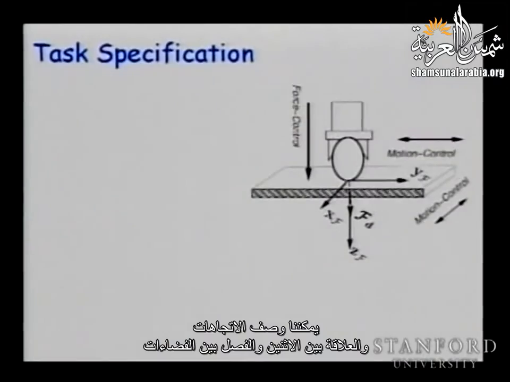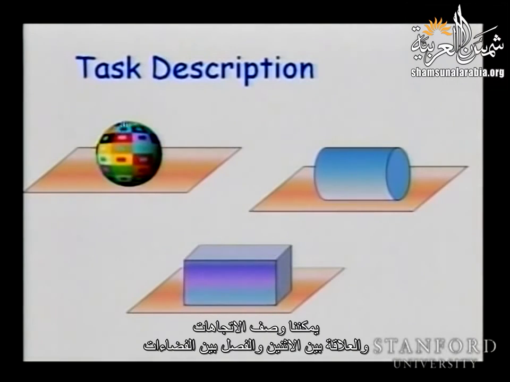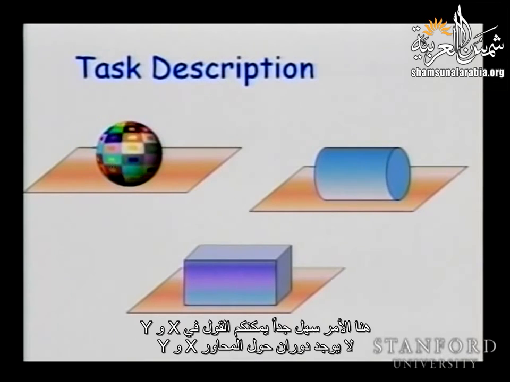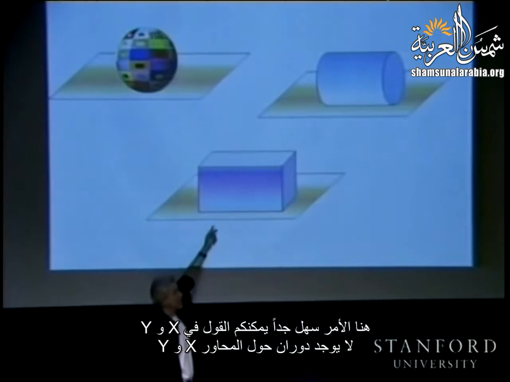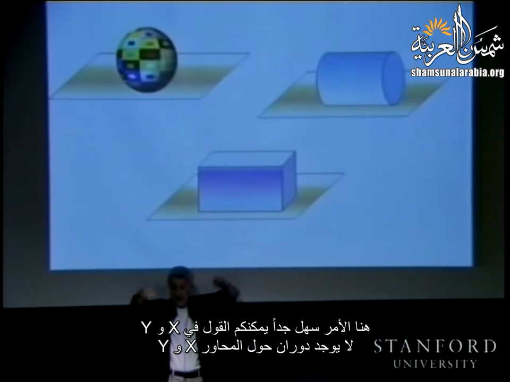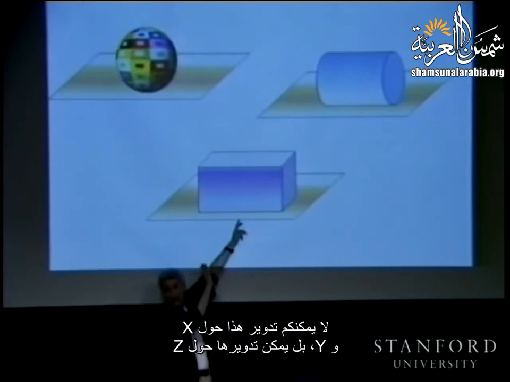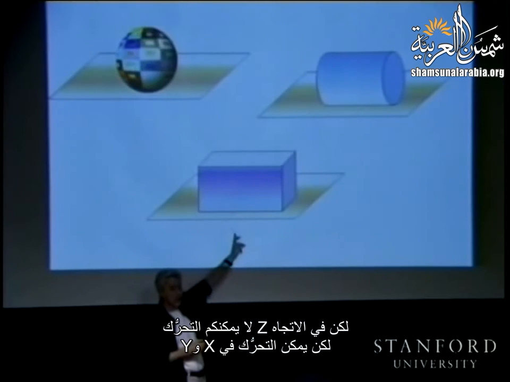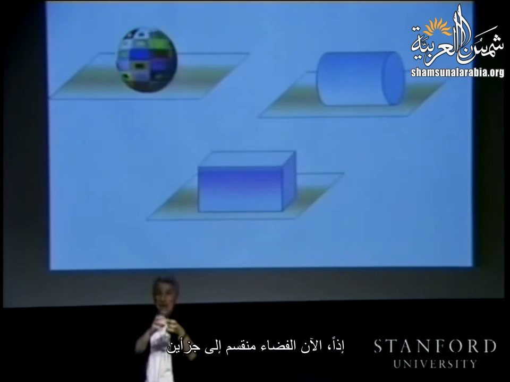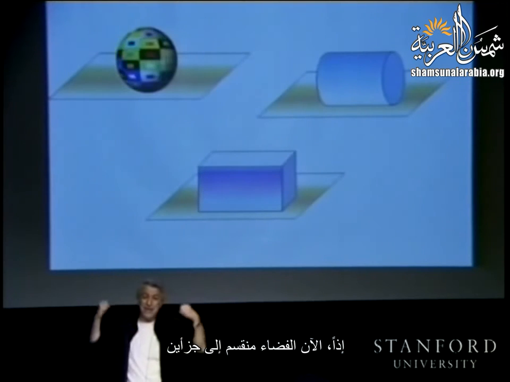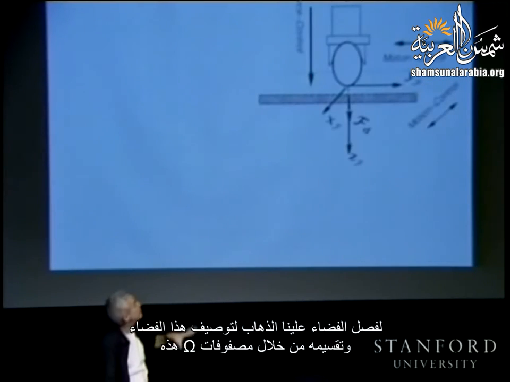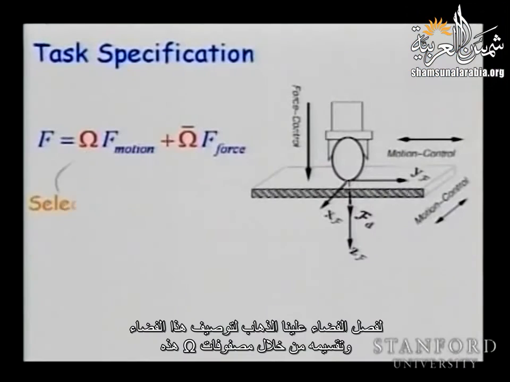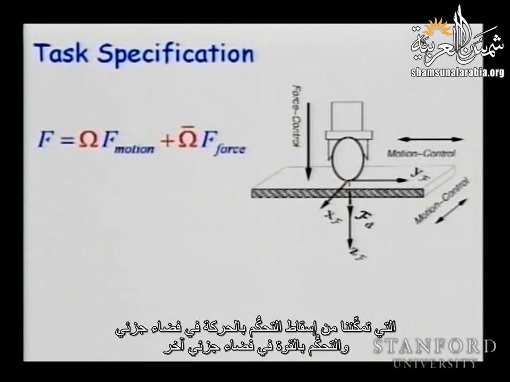And we can now describe the directions and the relationship between the two and separate the spaces. In here, it's very easy. You can say in X and Y, there is no rotation about axes X and Y. You cannot rotate this about X and Y. You can rotate it about Z. But in the Z direction, you cannot move, but you can move in X and Y. So now the space is split into two parts. And to split the space, we go to a description of the space, and we split it through these omega matrices that allow us to project the motion control in some subspace and the force control in another subspace.